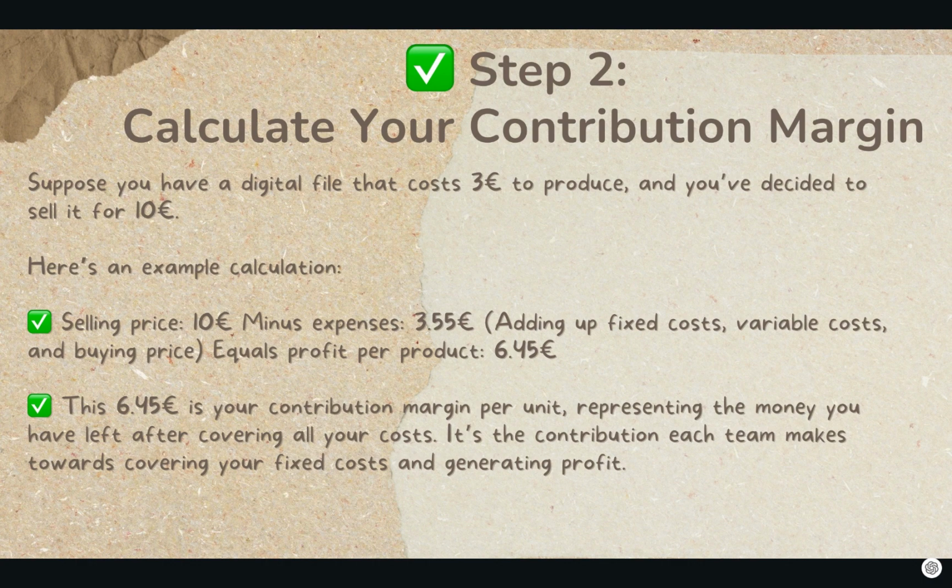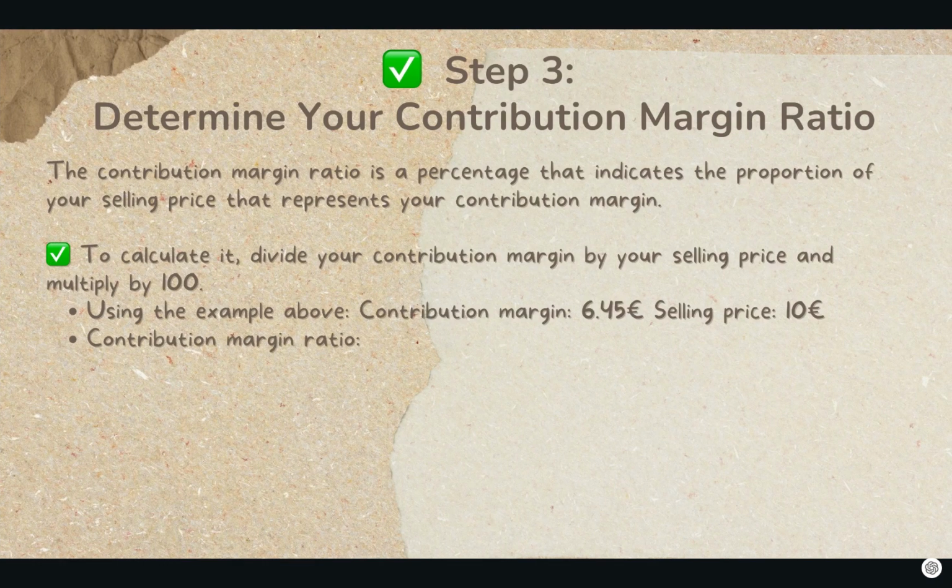Here is an example of the calculation. You've got your selling price, which is €10, minus the expenses. Let's say, for example, it cost you $3.55 to produce. Here we've added the fixed cost, the variable cost, and the buying price. Then the profit per unit would be €6.45. This €6.45 is your contribution margin per unit, which represents the money you have left after covering all your costs. It is the contribution each unit makes towards covering your fixed costs and generating profit as well.